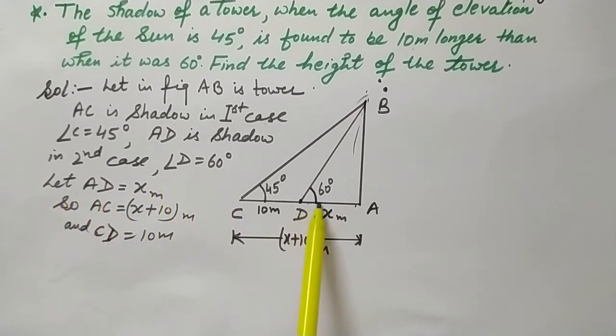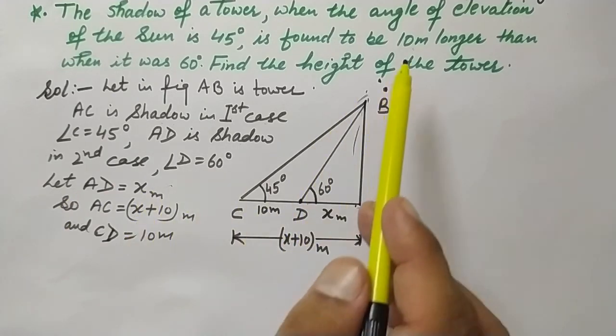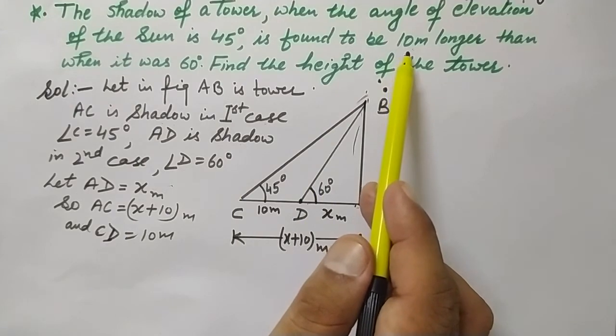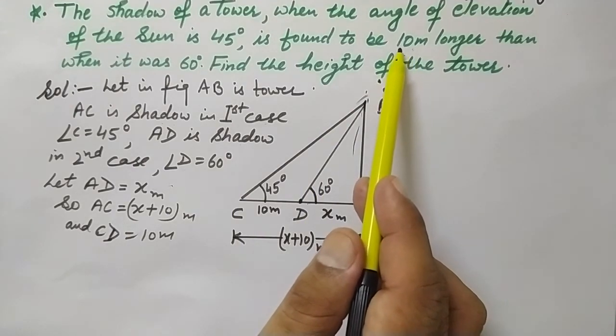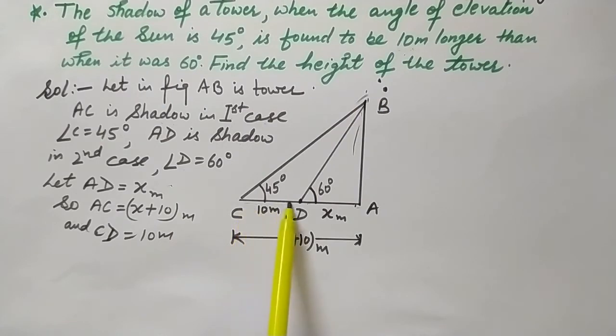Now let AD, the shadow's length, be x meter. Then AC will be x plus 10, because in this question it is given that at 45 degree elevation the shadow is 10 meter longer. So CD is obviously 10 meter.